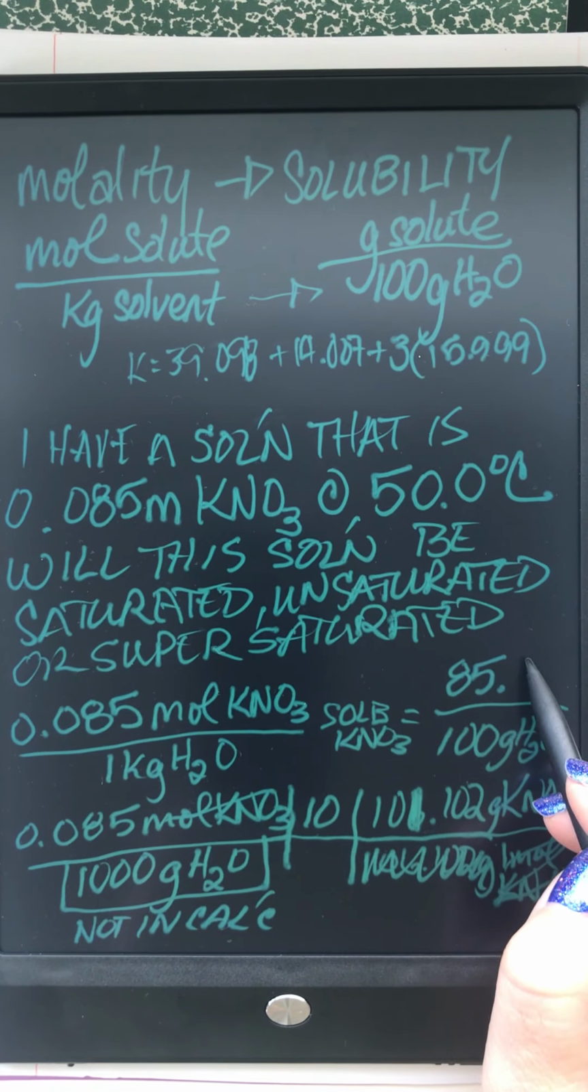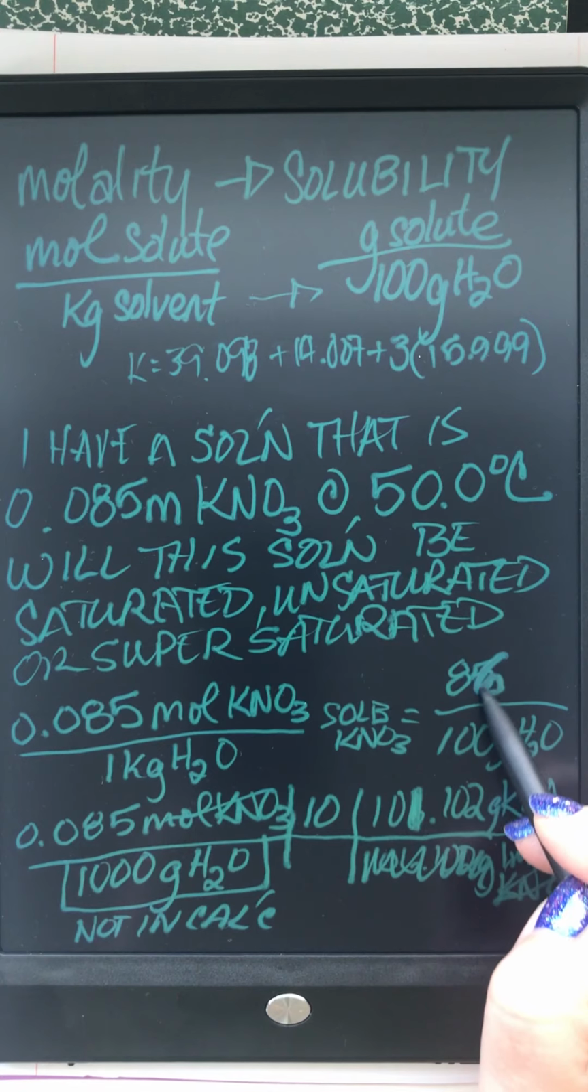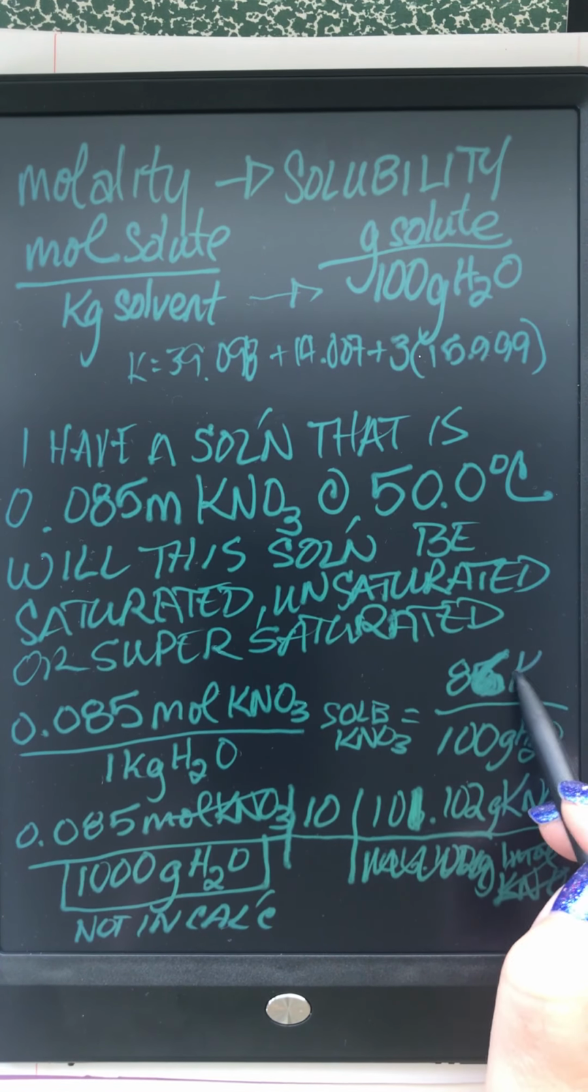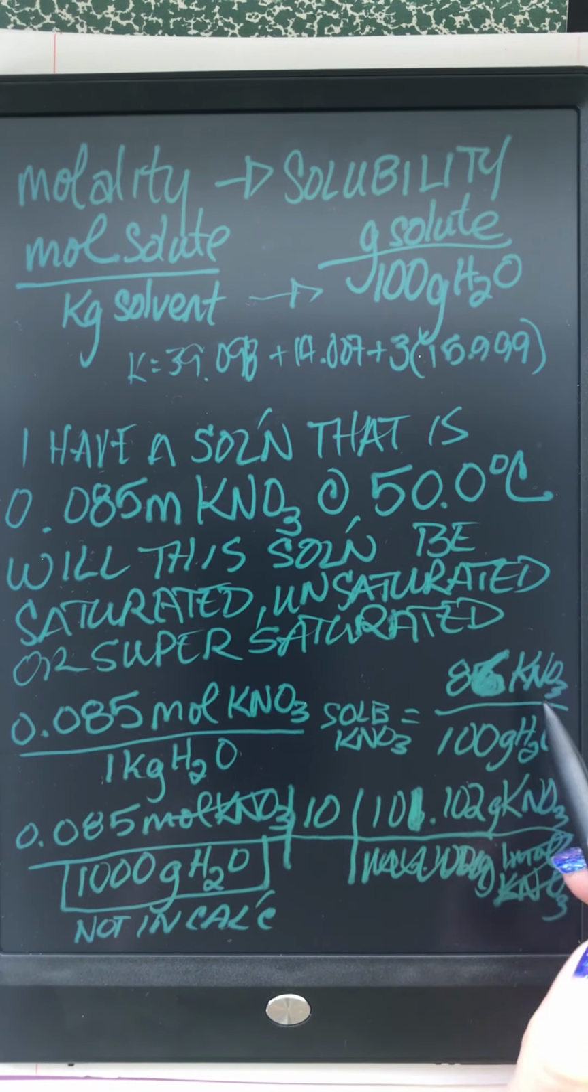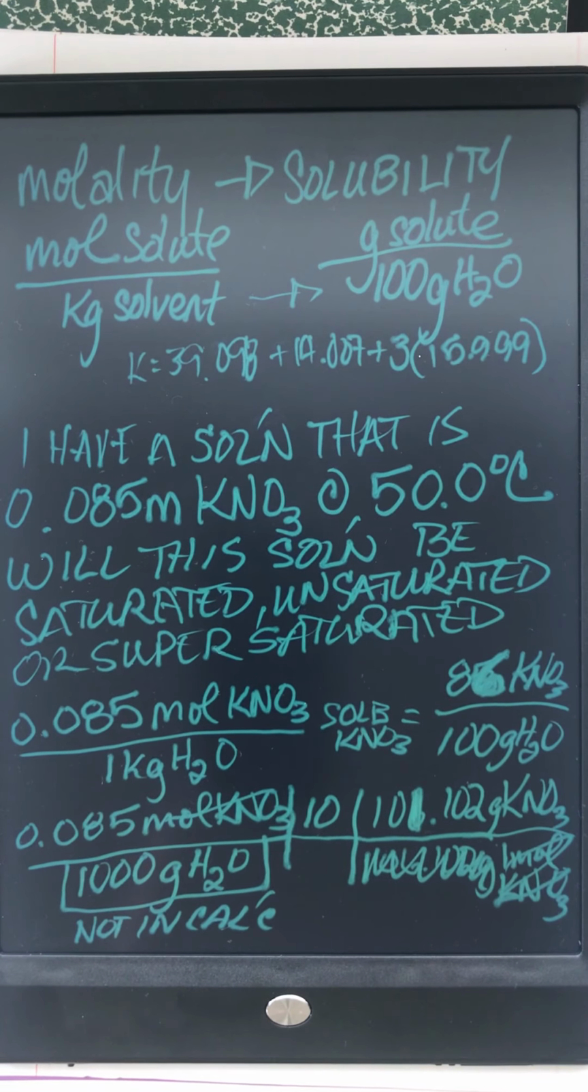85.94 grams, or sorry, grams of potassium nitrate over 100 grams of H2O. So 86? Yeah. Everybody else okay with that? Yeah.